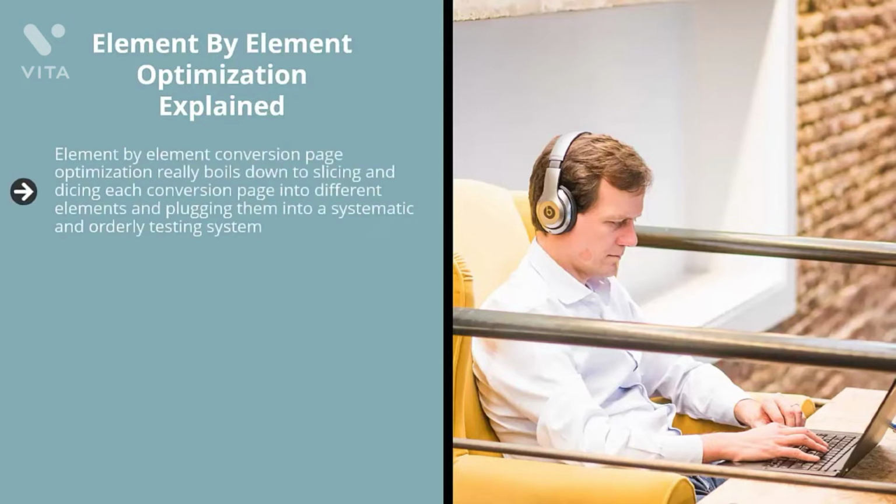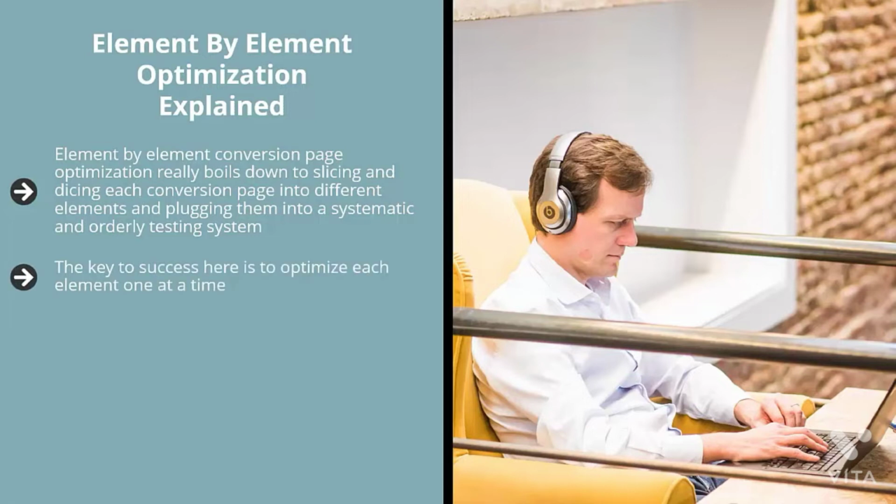Element by element optimization explained. Element by element conversion page optimization really boils down to slicing and dicing each conversion page into different elements and plugging them into a systematic and orderly testing system. For example, graphics are elements. Header or text are elements. Actual sales body text are elements. The same with calls to action.